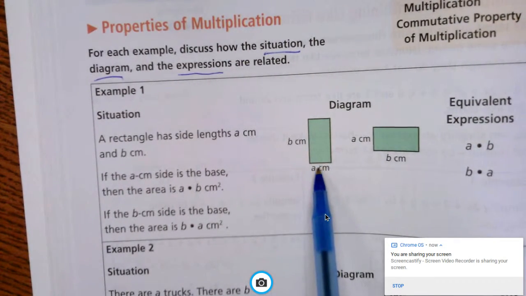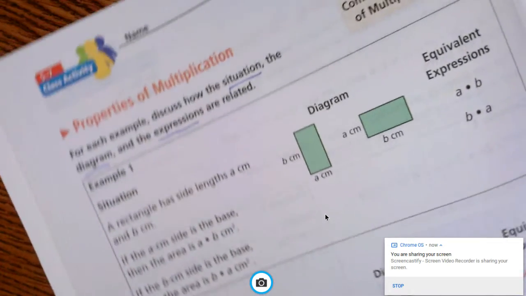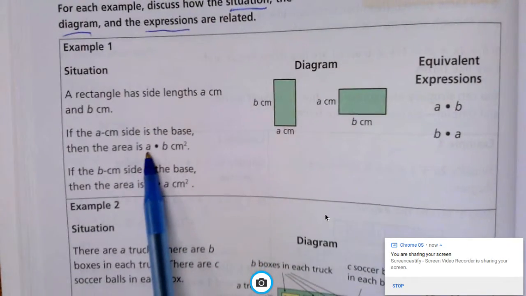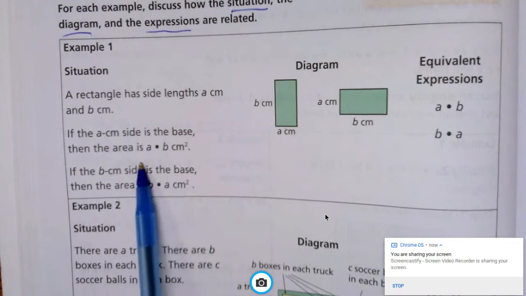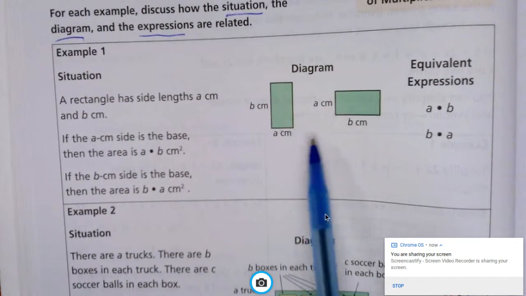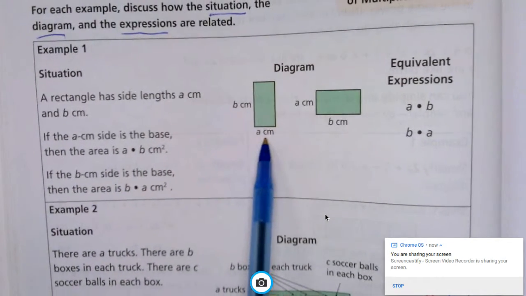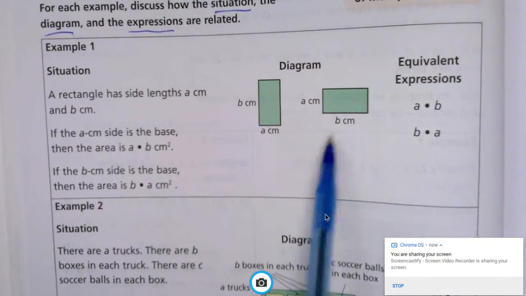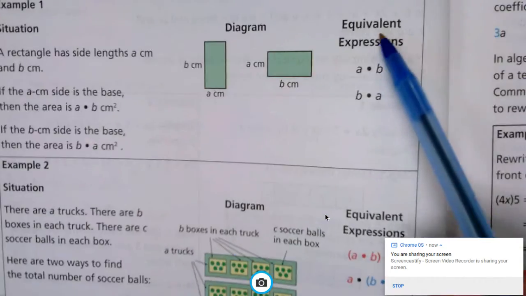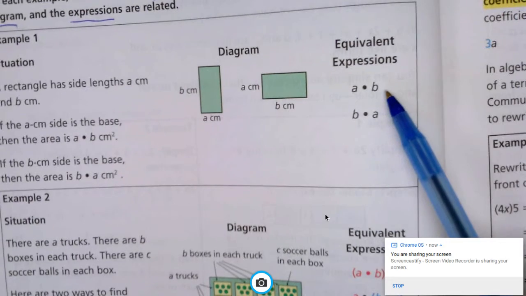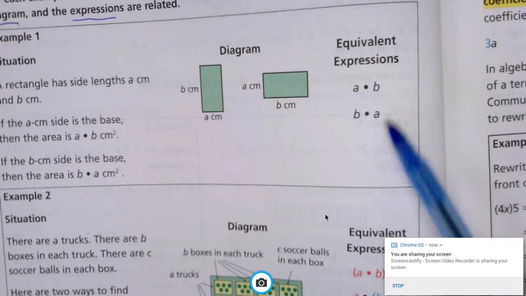Remember, we've talked about how you should rotate your images, your shapes, sometimes to get a better grasp of that. Whether B or A is your base determines which one you list first in the multiplication problem. So that was the situation. This is the diagram. If the A centimeter side is the base, then the area is A times B square centimeters. If B is the base, then it's B times A. These are equivalent expressions, and they are equal because no matter what order you multiply them in, you would get the same answer.